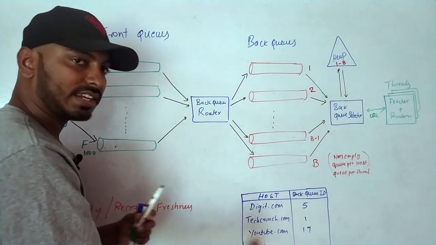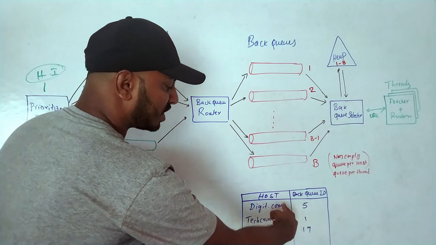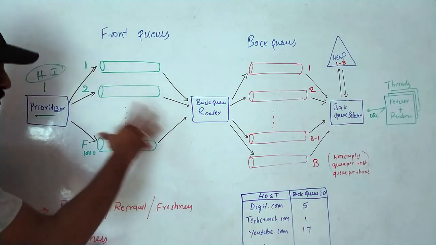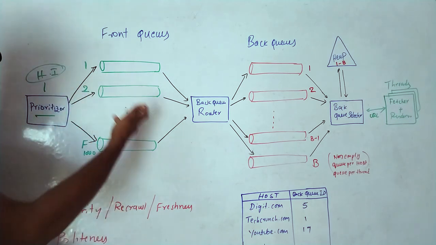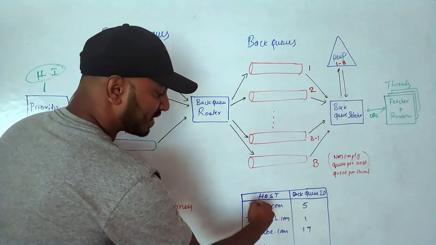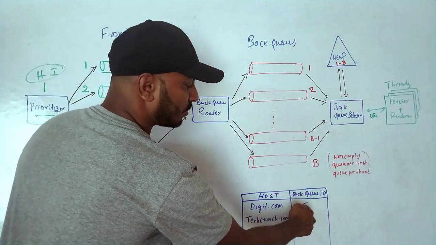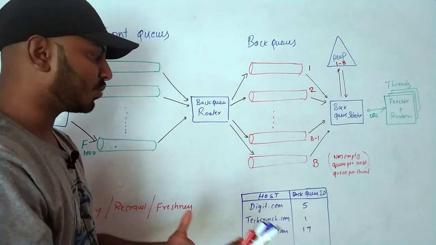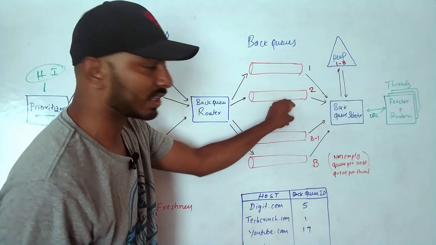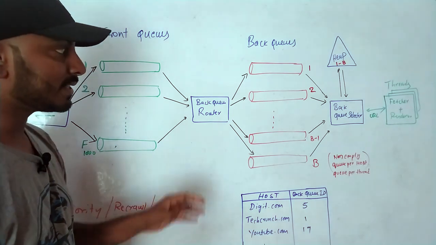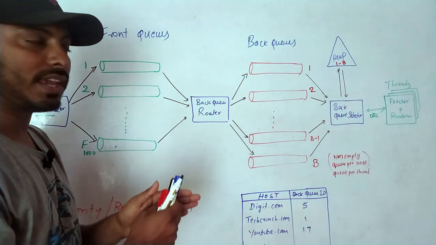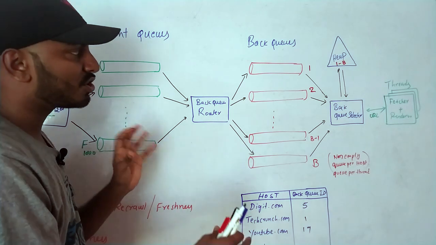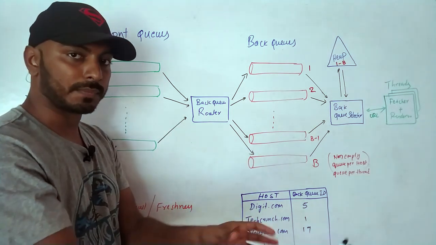Maybe within an hour we finished all the crawling of digit.com. That means that this will go away. If a new host is coming, maybe like hbo.com, in that case this will be replaced with hbo.com and assigned to queue ID 5. That means all the URLs belonging to hbo.com will be in the 5th queue. Okay, that means in any queue there will always be URLs which belong to the same website, okay?